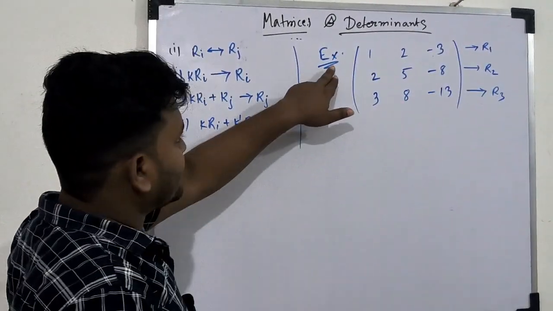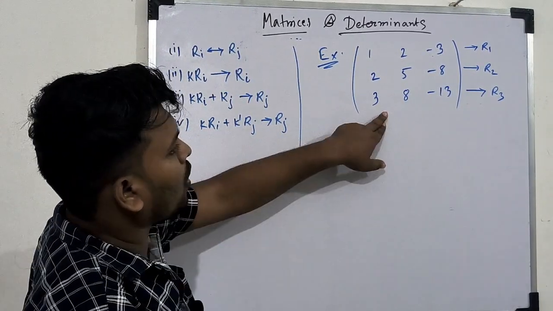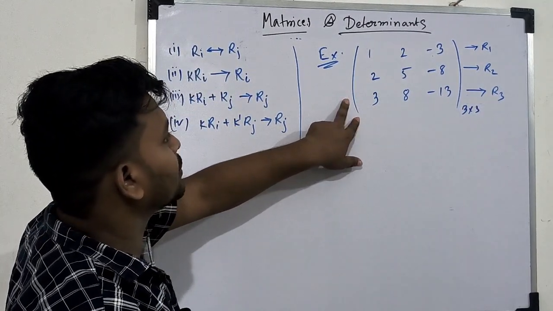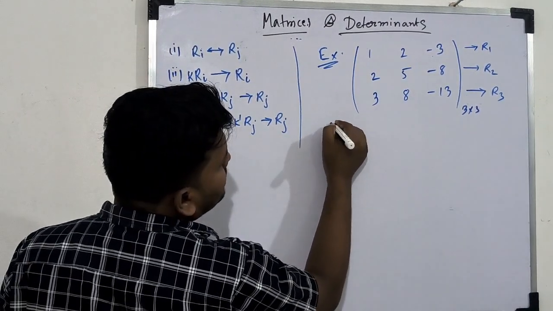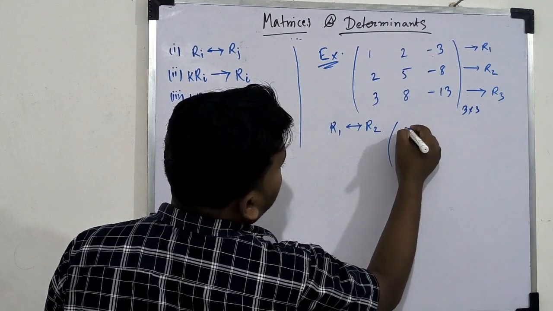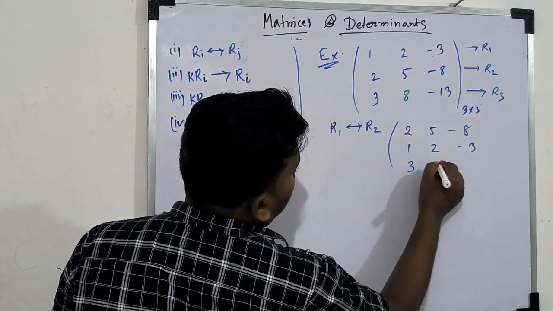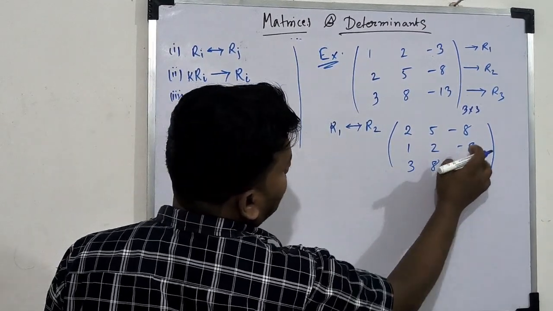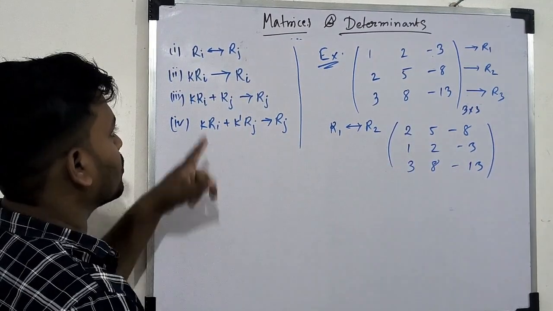Let us take one example regarding these row operations. We will perform these row operations on this 3 cross 3 matrix and show how the matrix changes under each of them. If we interchange R1 and R2 on this matrix, then R2 becomes R1, that is 2 5 minus 8, 1 2 minus 3, and the third row remains the same. So under this row operation the matrix looks like this. Here R2 becomes R1 and R1 becomes R2. This is called interchange of rows.